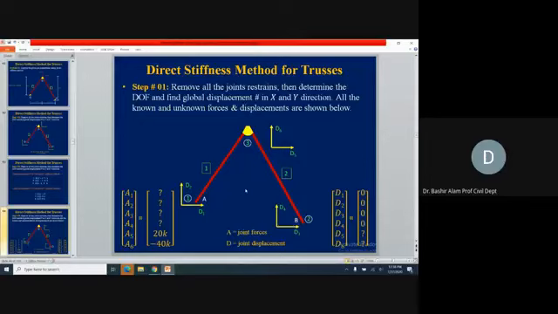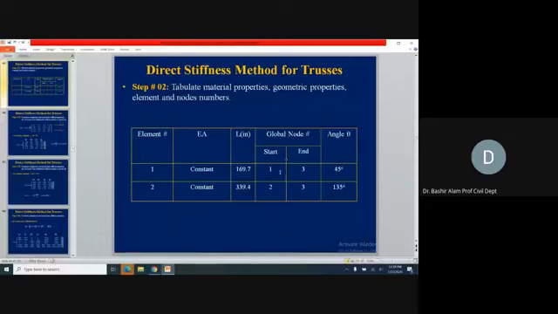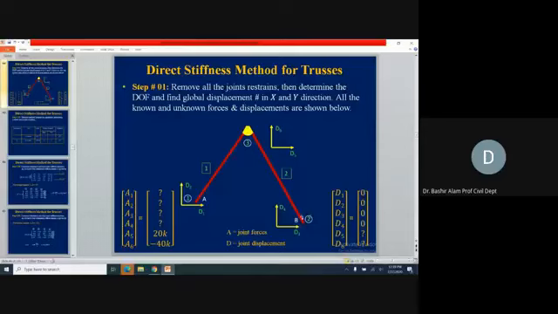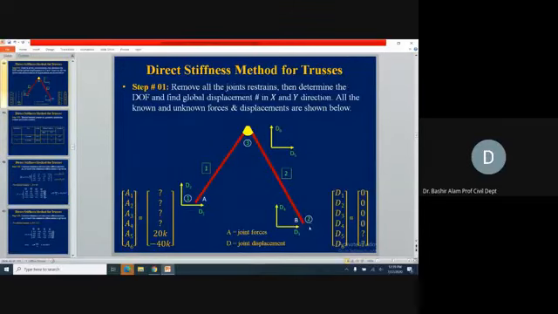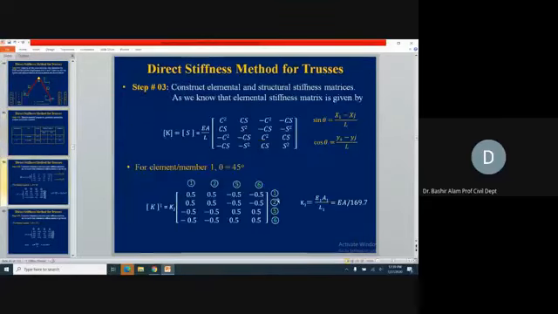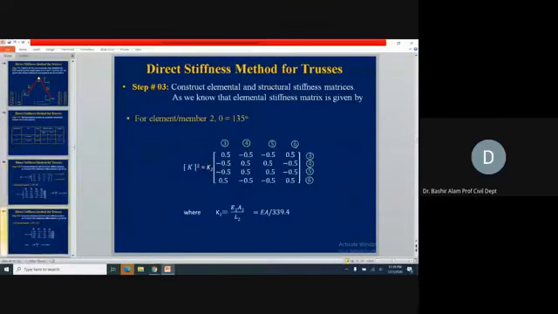S is left, so let's generate the S matrix. Here the connectivity: from this one, 1 to 3 we are taking, and from here 2 to 3 we are taking. So the element 1 address will be D1, D2, D5, D6: 1, 2, 5, 6 for element 1. Element 2 address, this is 2 to 3, so this will become 3, 4, 5, 6.